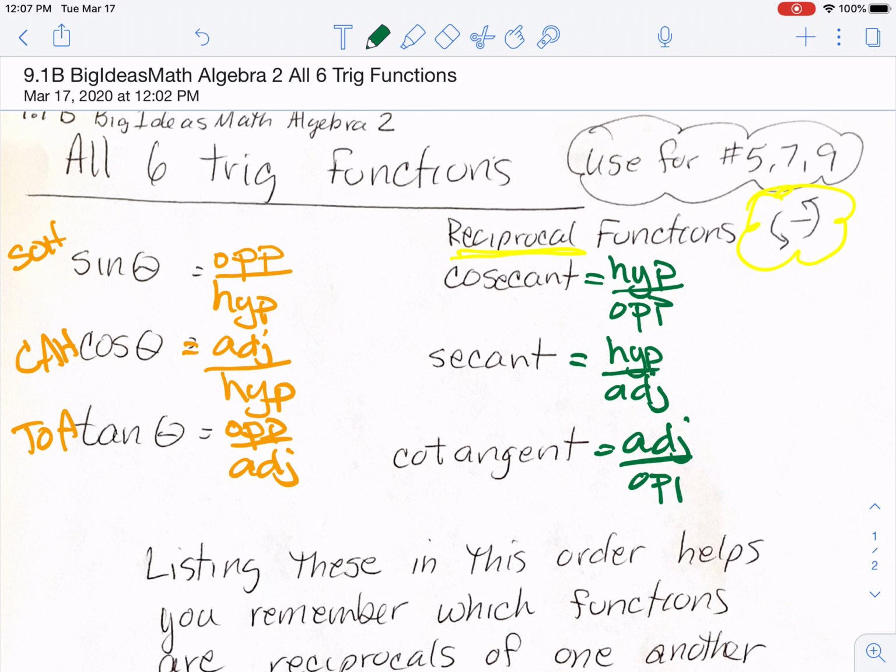opposite. Now, doing this thing where we flip them over because they're reciprocals works when we're doing the formulas with the parts, but it also works once you know the numbers. So if I know a number, a ratio or a fraction for sine, if I want the cosecant, I'm just going to take that fraction and flip it over, and I've got my cosecant.